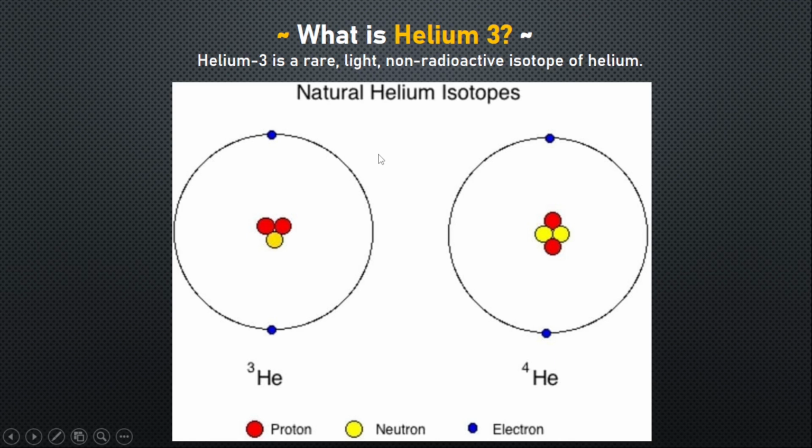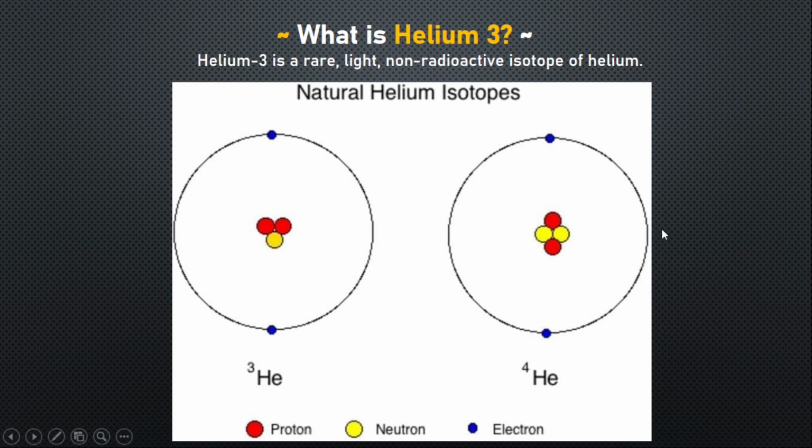Now, helium-3. What is helium-3? Some people call it helium-3 energy, but it is not an energy. Let us start from helium. Helium is a chemical element, the second in the periodic table. It is classified as a gas, an inert gas.